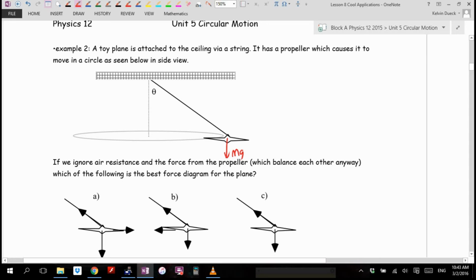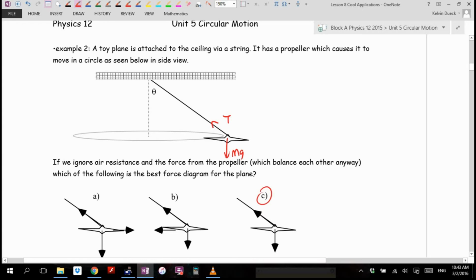So what are the forces acting on it? The plane has a propeller pulling it forwards, air resistance slowing it down. So in terms of its speed, it's constant. Its acceleration is changing the direction. What are the forces acting on it? Get the obvious one, mg. What else? Is there a rope? Tension. Believe it or not, that's it.